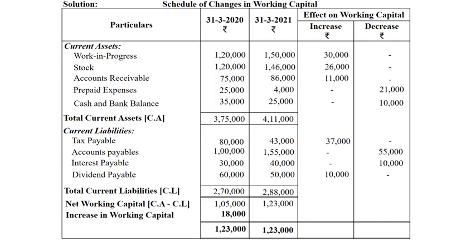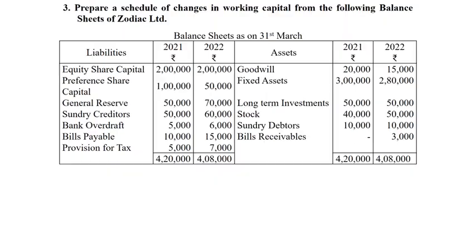Therefore, write it as increase in working capital. Take this 18,000 into decrease column. You will find out the total of increase and decrease columns. Okay, this is how schedule of changes in working capital is prepared.